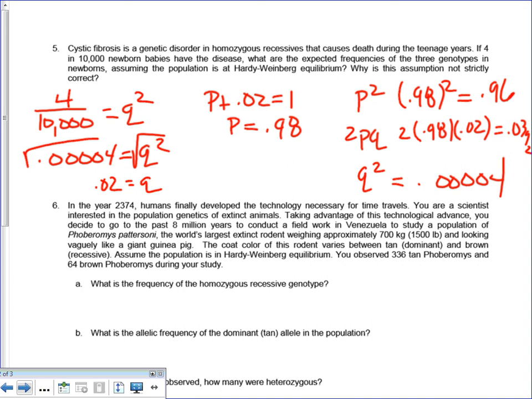Why is this assumption strictly not correct? Why can't we assume that we're at Hardy-Weinberg equilibrium? We definitely got some natural selection going on here. The fact that these individuals typically die at a young age, there's natural selection taking place, and it's not truly at a complete equilibrium. And if they're dying as teenagers, they're missing the opportunity in most cases to do what? Reproduce and pass the gene on. So therefore it is not a true Hardy-Weinberg equilibrium. Why does it survive then? You have carriers who don't have the disease, but they can pass it on.